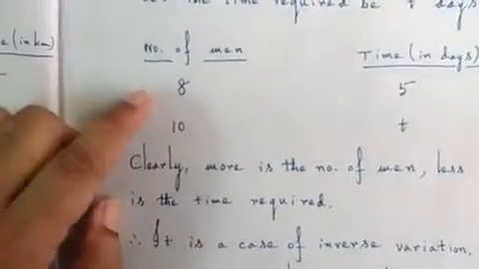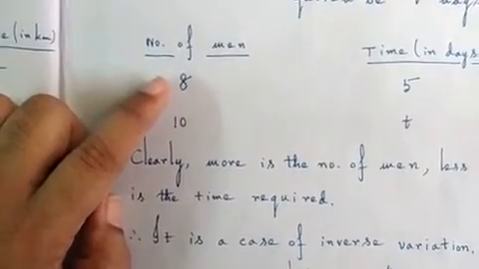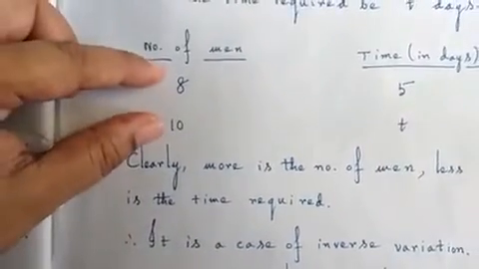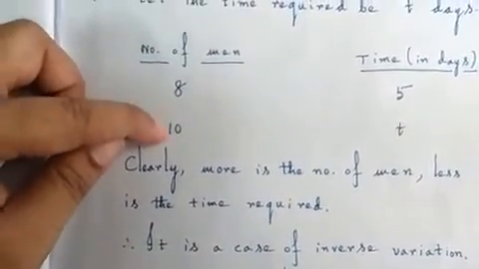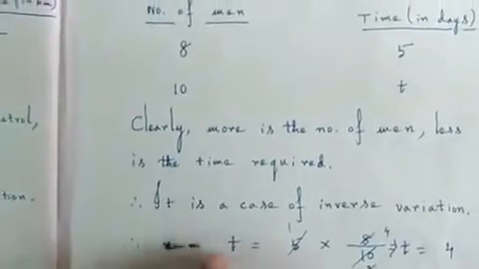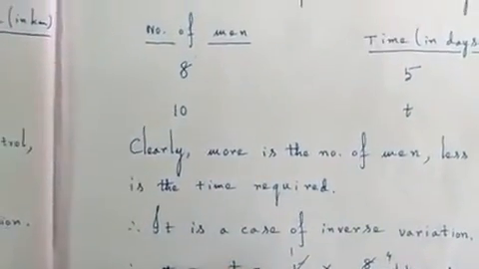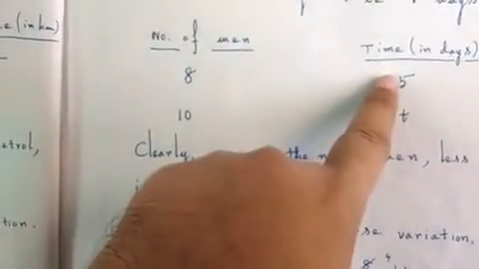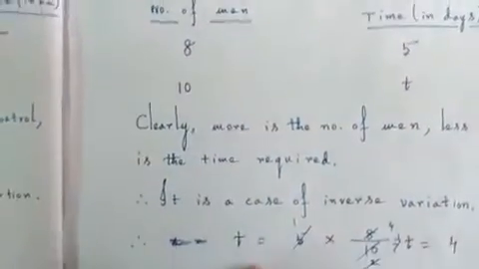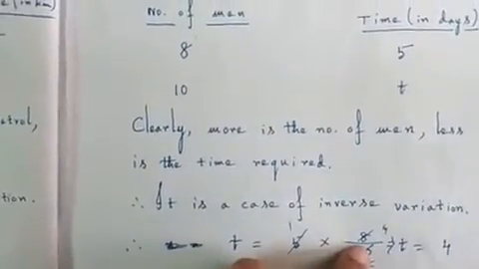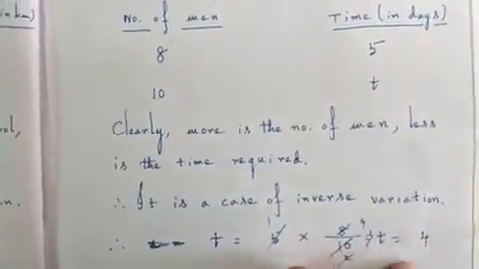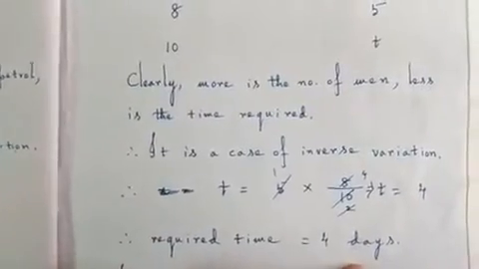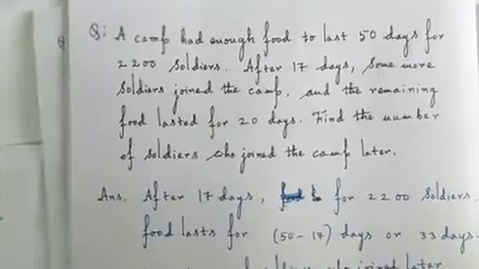And in case of inverse variation, the multiplying ratio will not be the reciprocal; 8 by 10 will come directly. So the multiplying ratio is 8 by 10. So t is equal to 5 into that multiplying ratio. T is equal to 5 into 8 by 10, which implies t is equal to 4. So the required time is 4 days. And so let's take another sum.